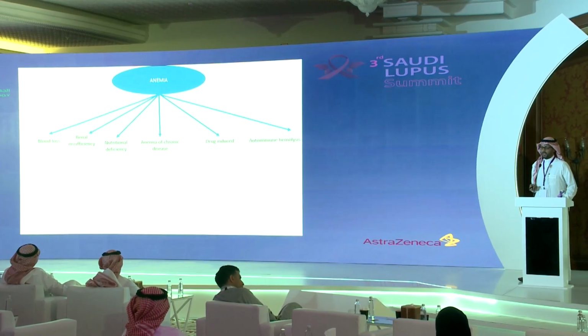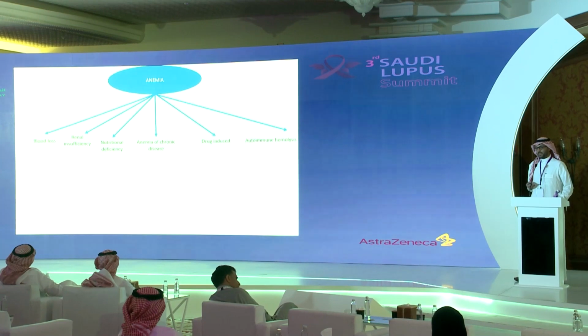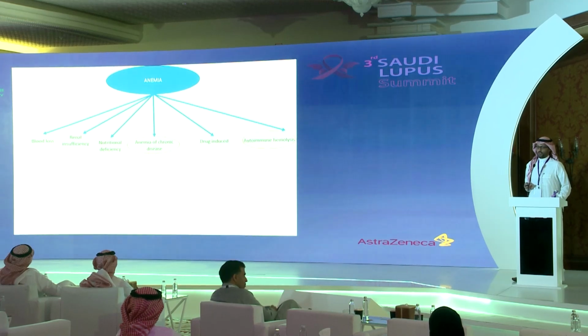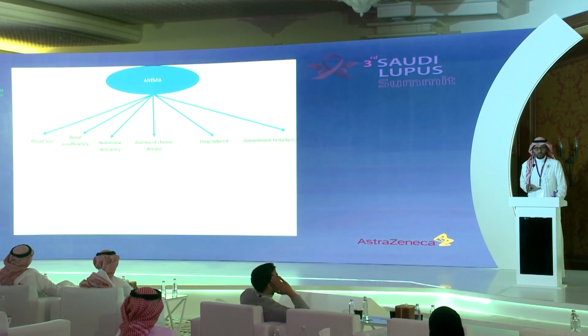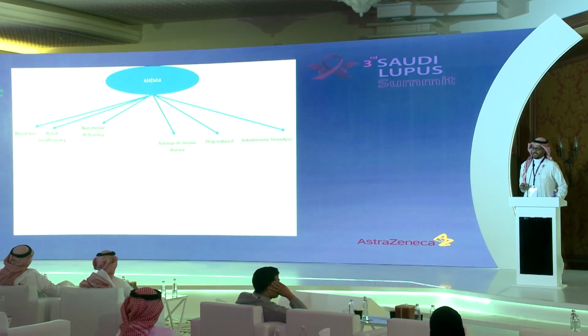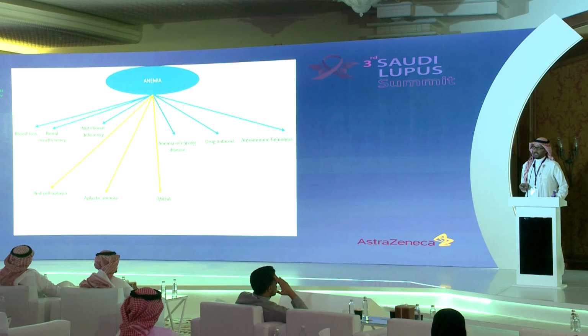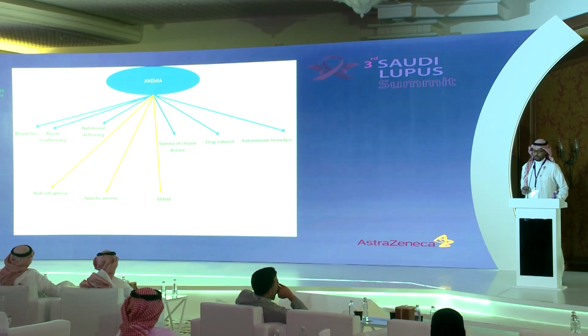So as you can see, anemia can happen in lupus due to some nutritional deficiencies. But actually, the two common causes that you have to address are anemia of chronic disease, which is by far the commonest cause, and then autoimmune hemolytic anemia. Obviously, we do have some other rare causes like red cell aplasia, aplastic anemia, and microangiopathic hemolytic anemia. These are some of the differentials that you might consider if the common causes have been ruled out properly.